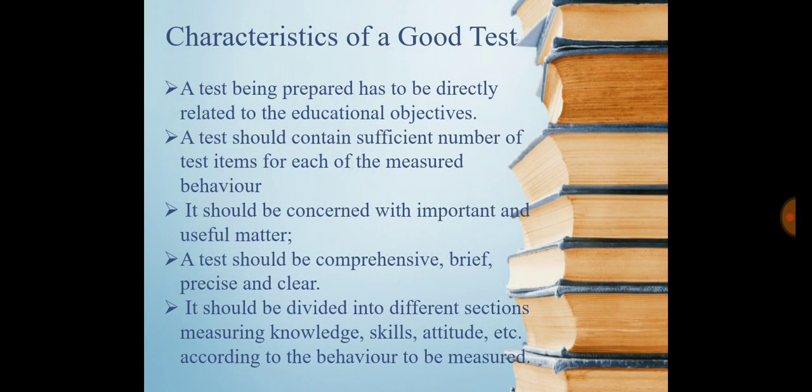Before seeing the procedure for construction of achievement tests, let us be familiar with a few of the characteristics of a good test. So first of all, a test being prepared has to be directly related to the educational objectives. Further, a test should contain a sufficient number of test items for each of the measured behaviors. It should be concerned with important and useful matter. Moreover, a test should be comprehensive, brief, precise, and clear.